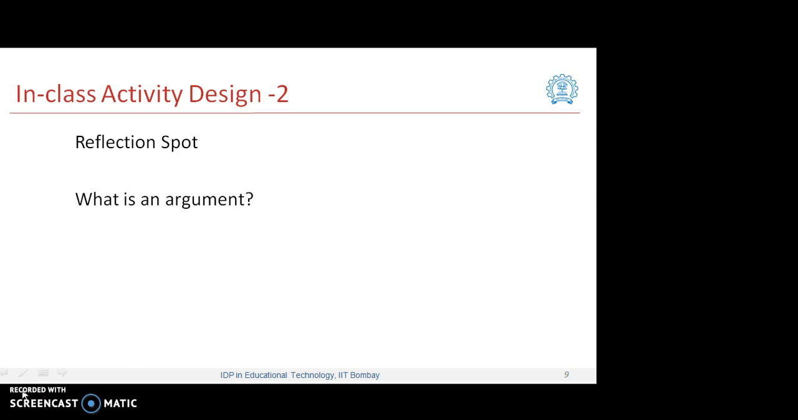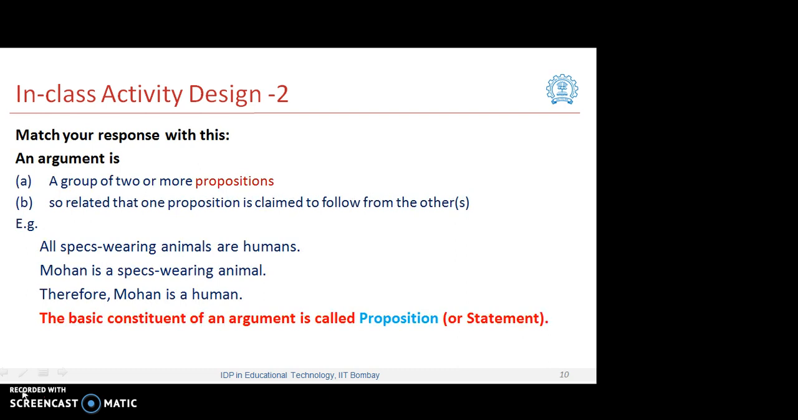So I hope you have written your answer in your course journal. Let us see what is the answer given by the scholars, and you try to match your answer with this response. Generally, an argument is understood as a group of two or more propositions, and these propositions are so related that one proposition is claimed to follow from the others. For example, if we have two propositions, namely all specs-wearing animals are humans, Mohan is a specs-wearing animal, therefore Mohan is a human.